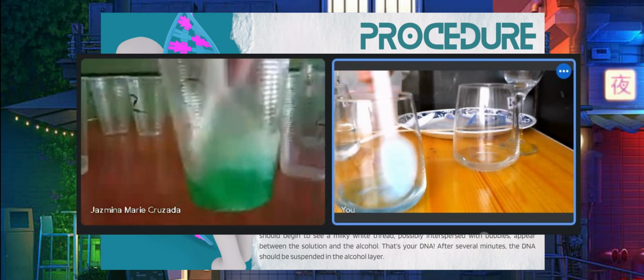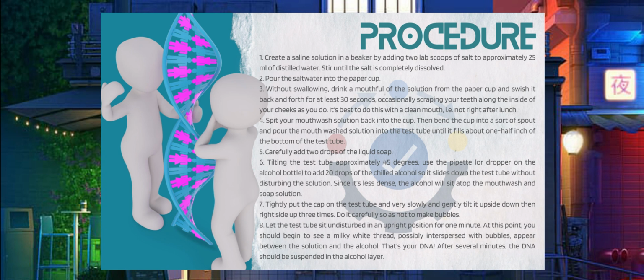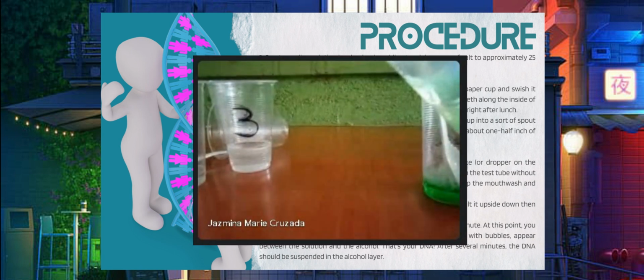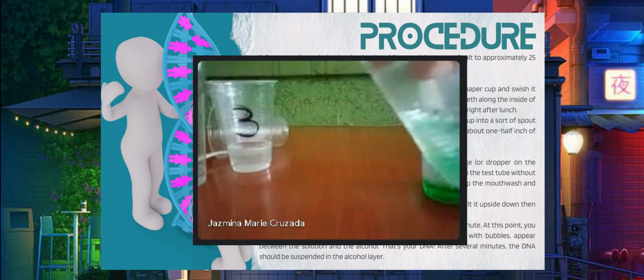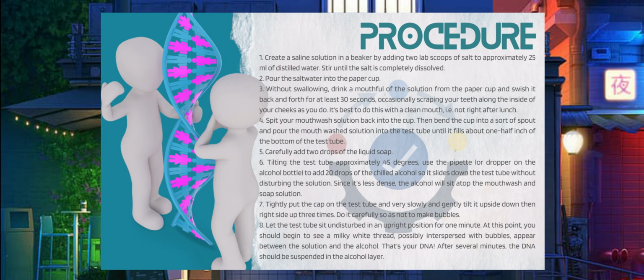Membranes are made up of phospholipids, which have a similar structure to fats, and the best way to break fats is with soap. Tilting the test tube approximately 45 degrees, use the pipette or dropper on the alcohol bottle to add 20 drops of chilled alcohol so it slides down the test tube without disturbing the solution. Since it's less dense, the alcohol will sit atop the mouthwash and soap solution. DNA precipitates when in the presence of alcohol, which means it doesn't dissolve in alcohol.